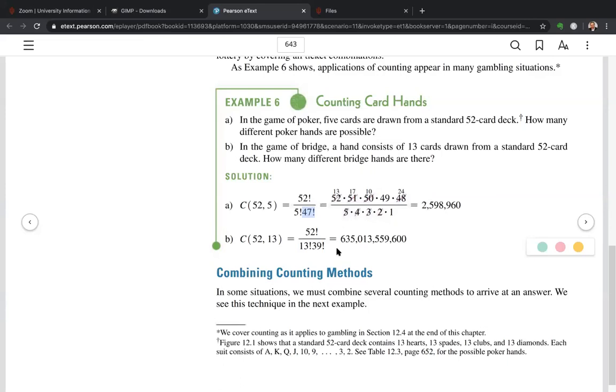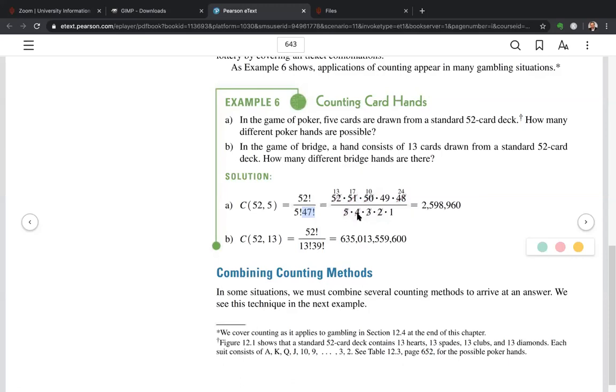So the 47 factorials cancel, and on the bottom you're left with 5 factorial, which is 5 times 4 times 3 times 2 times 1. And now these numbers in the denominator can cancel with stuff in the numerator. So for example, this 5, they canceled the 5 with the 50, and it left a 10. Okay?